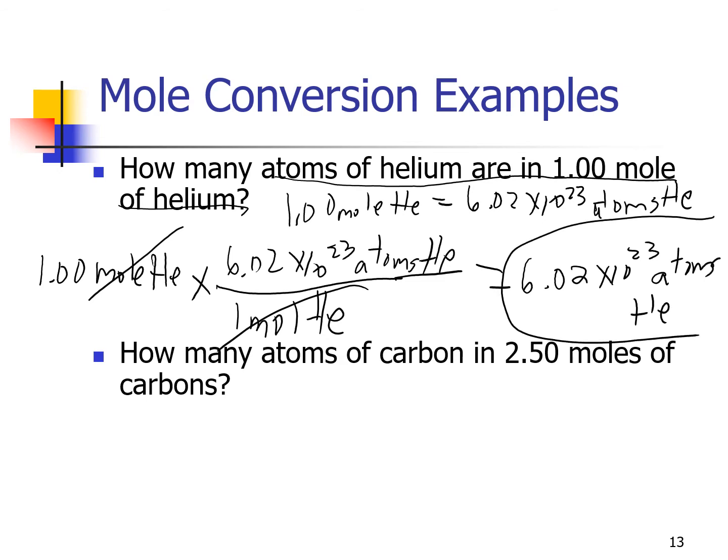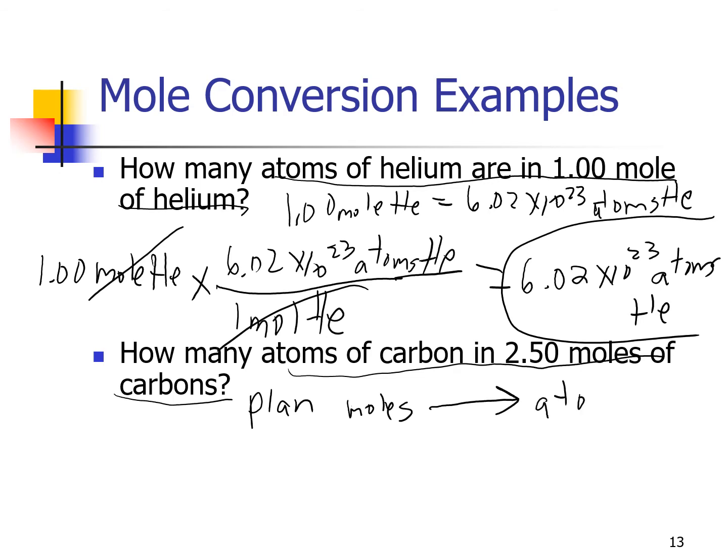The next example is how many atoms of carbon are in 2.5 moles of carbon. So we're going to write our plan first, which is what we're given is moles. And we want to go from moles. What we're looking for is atoms.